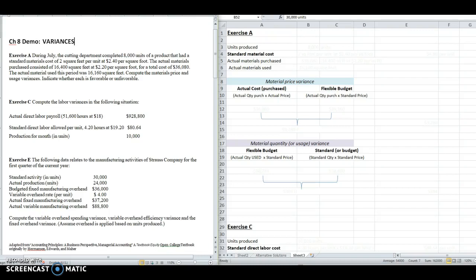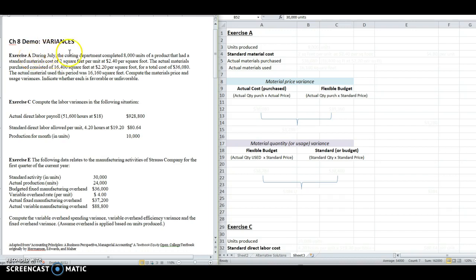Today we're going to talk about variances. Let's look at material variances first. There are two different variances that we need. We need a material price variance and a material quantity or usage variance. And this is going to use different pieces of information. So let's look at exercise A to get started.